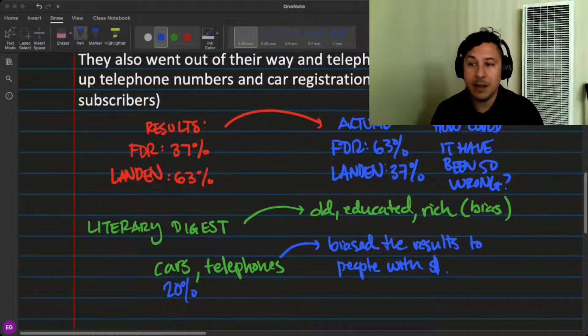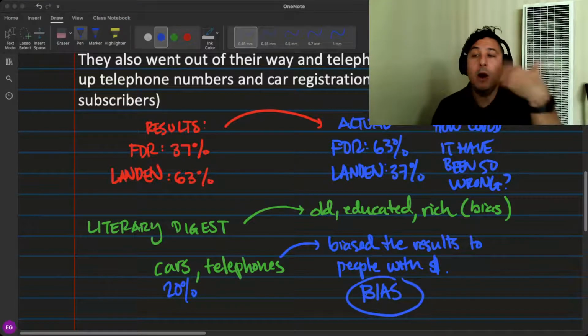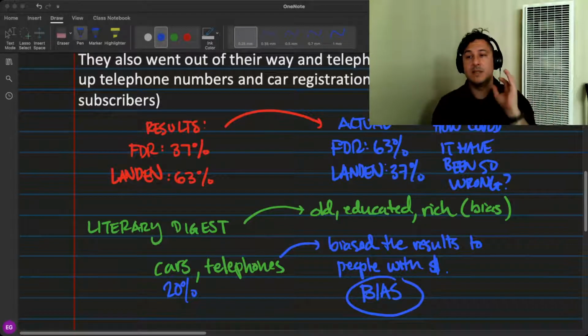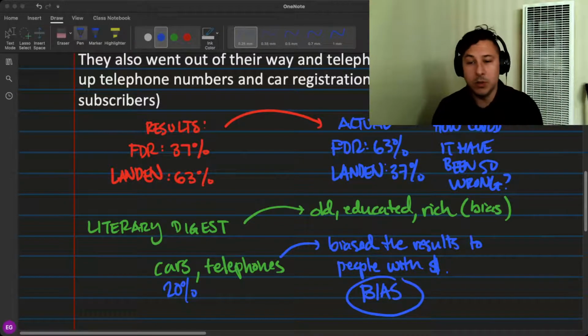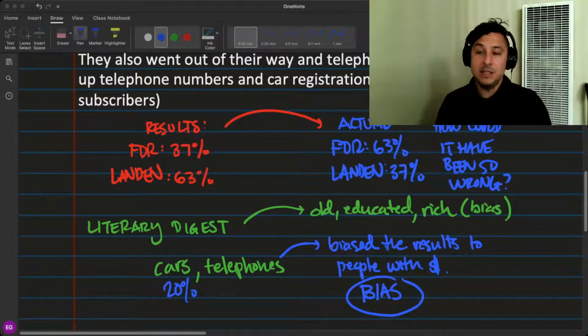Right? So right away, once you start thinking about it, you realize that this result was going to be biased, no matter how many people they interviewed. Because what they were capturing, in some sense, was the opinion of people who were rich, or had money, or were educated. And most people are not that. So even though they asked a lot of people, it still wasn't accurate.